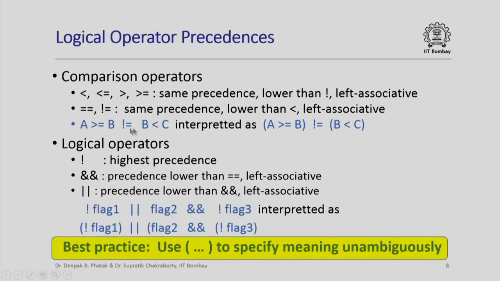So for example, if I write an expression like this, what it means is that the operators with higher precedence, greater than or equal to and less than, must be evaluated first, and then the operator with lower precedence must be evaluated, which is the not equal to operator here.